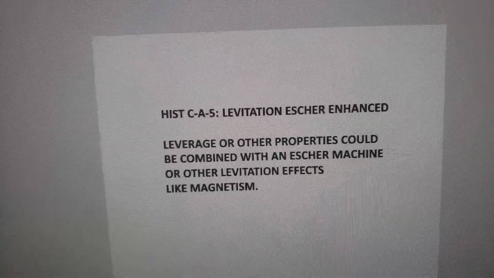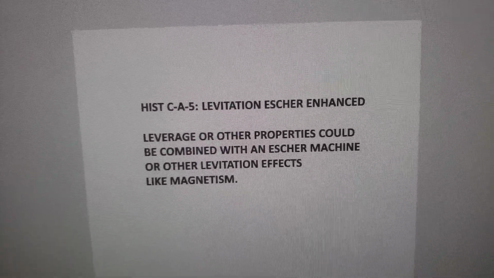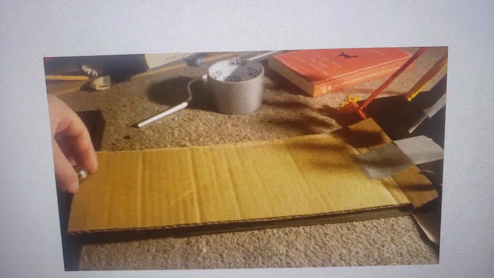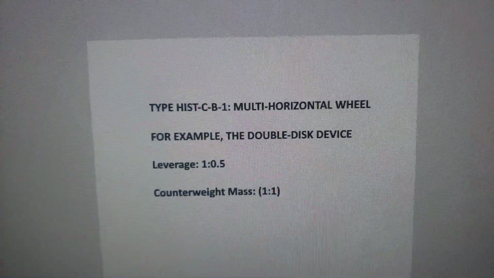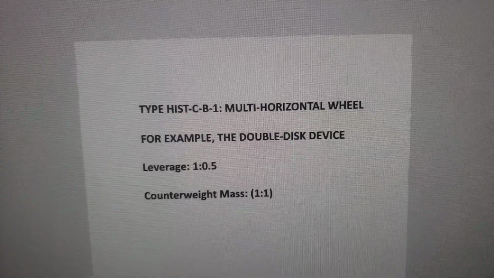History CA5, levitation Escher enhanced. Leverage or other properties could be combined with an Escher machine or other levitation effects like magnetism. Type history CB1, multi-horizontal wheel, for example, the double disc device. Get the idea?